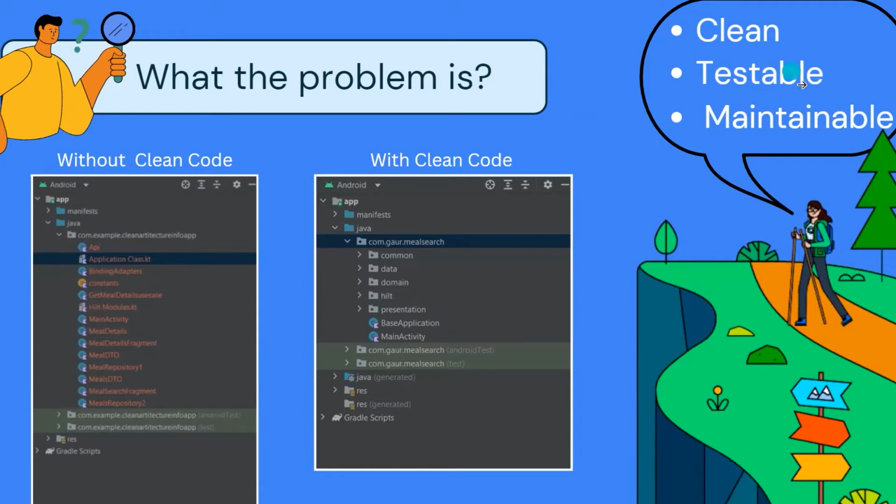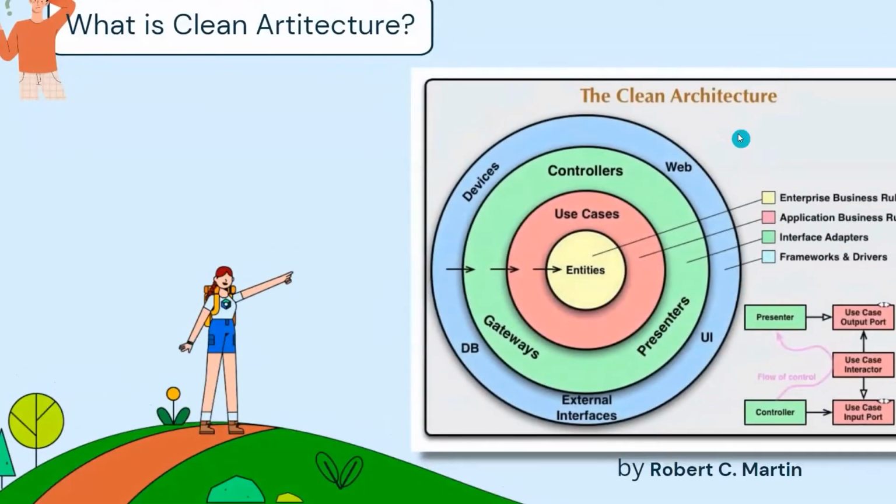Okay, so let's move forward. What happens in clean architecture? As you can see, this is a picture given by Robert C. Martin. He was a very good programmer and he devised this concept. We also call him Uncle Bob. As you can see, the whole app is divided into different layers: the blue layer, the green layer, the red layer, and the yellow layer. Can you see it?